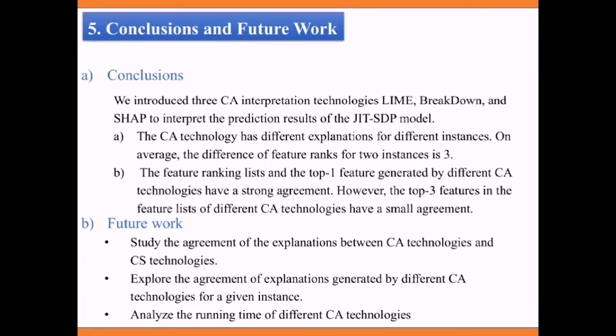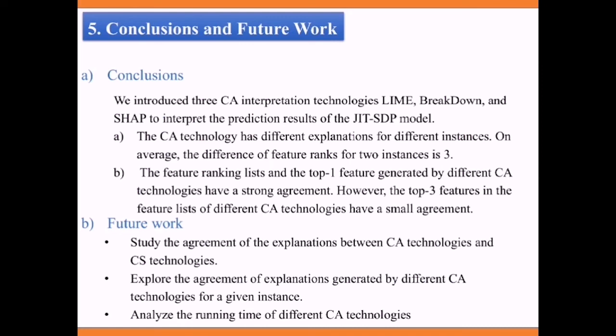So, this paper introduces the 3 interpretation techniques, LIME, breakdown, and SHAP. The empirical study shows that the CA techniques have different explanations for different instances, and on average, the difference in feature ranks of 2 instances is 3. The feature ranking list and the top 1 feature generated by different CA techniques have a strong agreement. However, on the top 3 features, the feature lists of different CA techniques have small agreement.